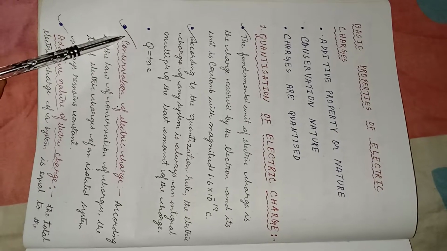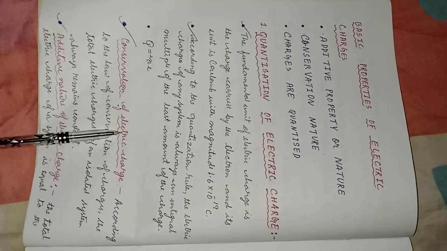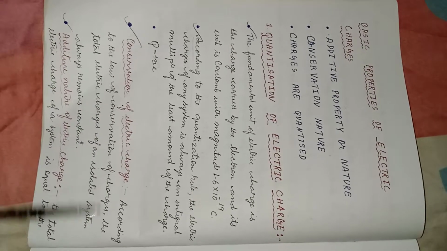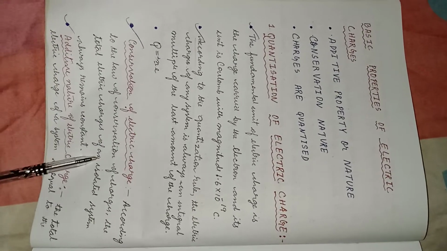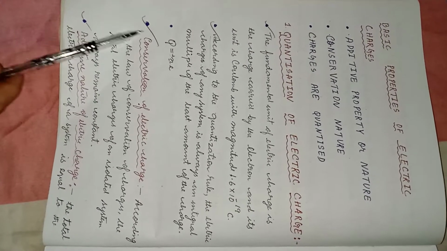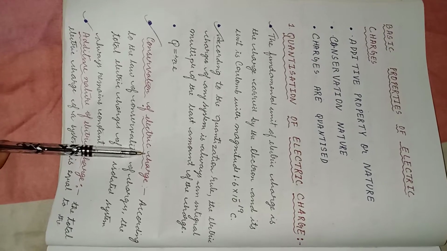The next property is conservation of electric charge. According to the law of conservation of charges, the total electric charge of an isolated system always remains constant. This is the definition for conservation of electric charge. We should note down this one.